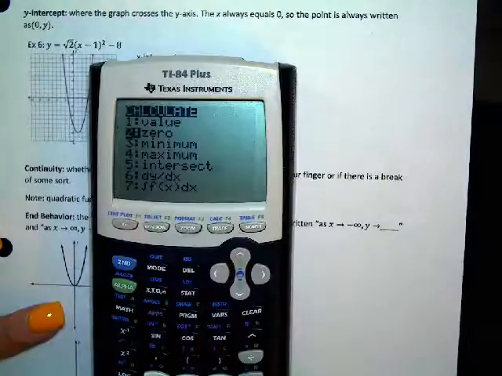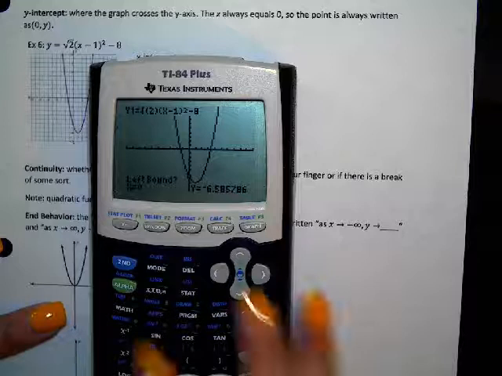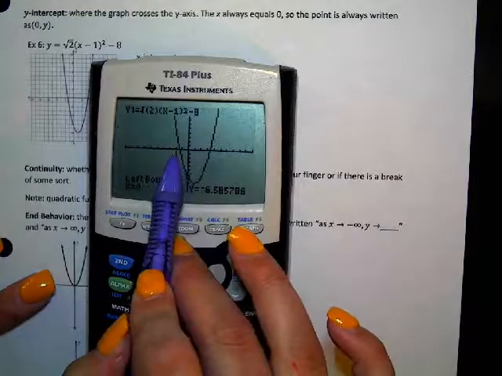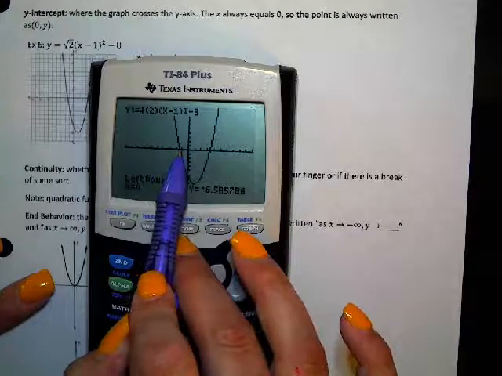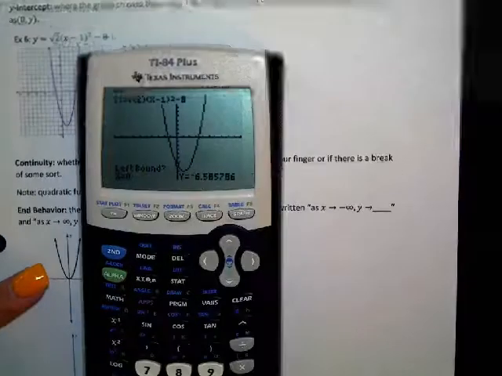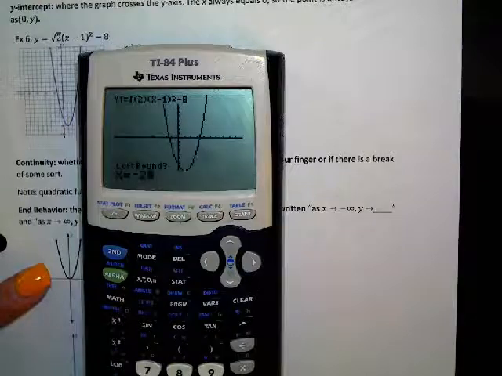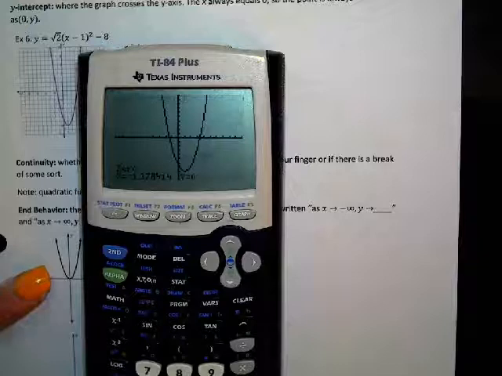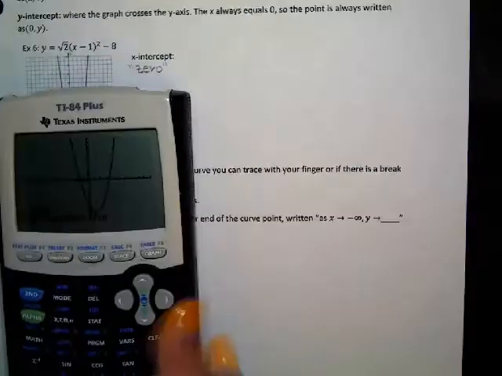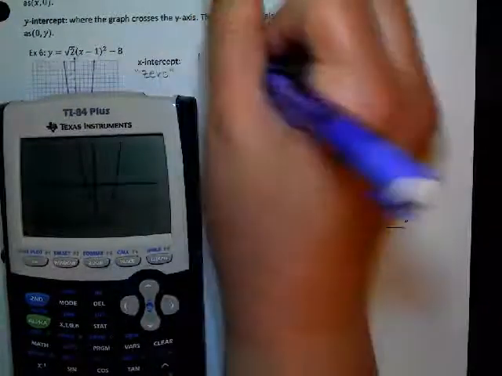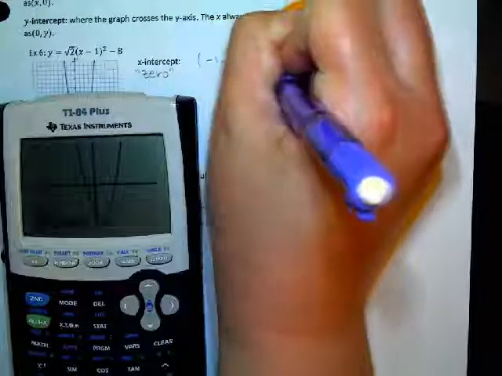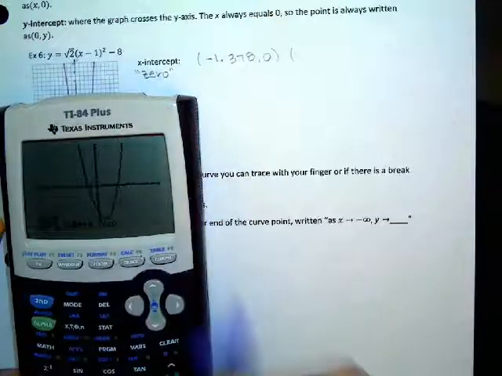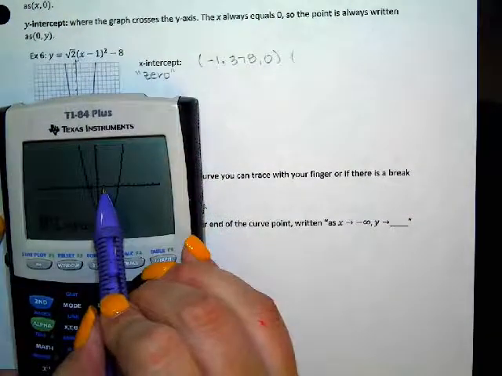Okay, we're going to do left bound, right bound again. So the left side is -2, the right side is -1, left bound, right bound. So I can see that the x-intercept is between -2 and -1. So for left bound, I'm going to do -2. For right bound, I'm going to do -1. There's my x-intercept. So my x-intercept, I'm going to do 3 decimal places, -1.378, comma 0.